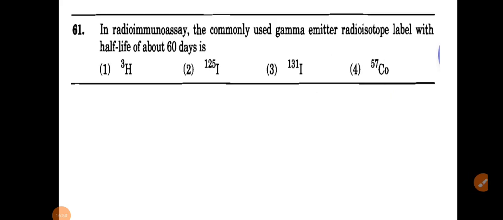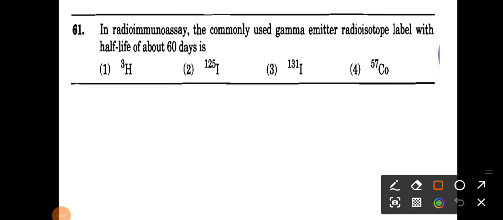In radioimmunoassay, the commonly used gamma emitter radioisotope label with a half-life of about 60 days is? So what is the answer here? That is iodine 125. Iodine 131, where are we using this one? We use it as an anti-thyroid drug, or specifically for the destruction of the gland in the thyroid.